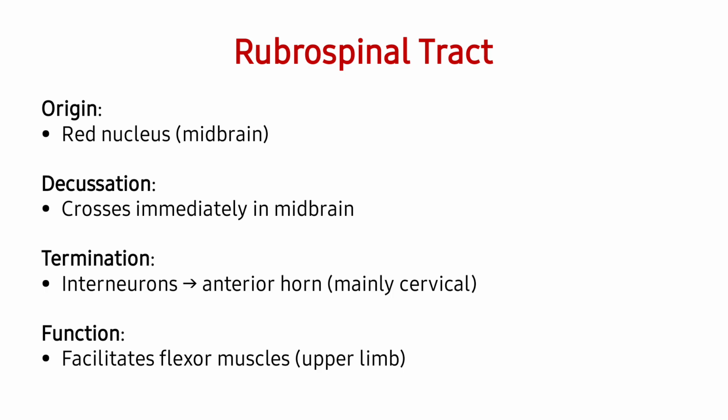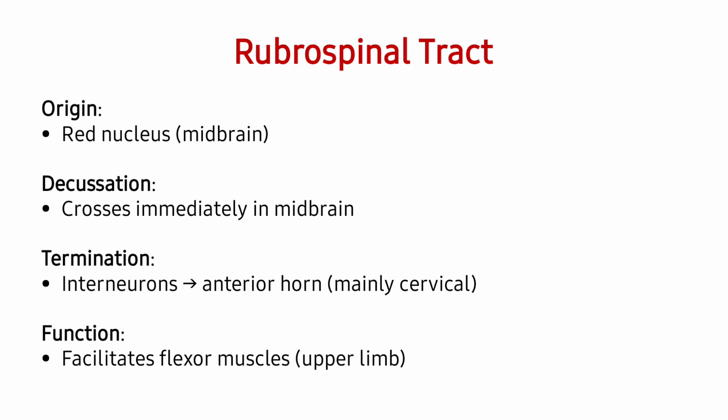Then the rubrospinal now, rubro for red, origin is from the red nucleus. Where is the red nucleus located? It is found in the brainstem, specifically in the midbrain. Where does its decussation occur? It crosses immediately in the brainstem, in the midbrain. Then its termination is other interneurons, then the anterior horn, mainly the cervical.